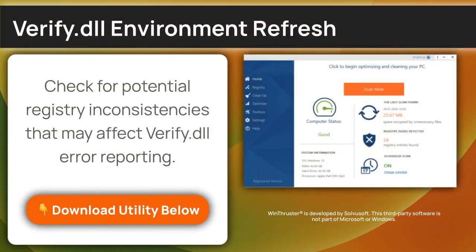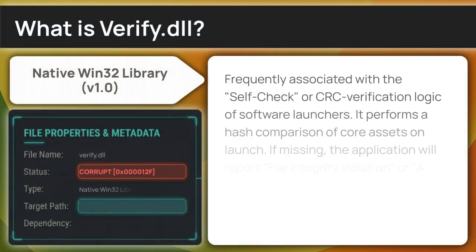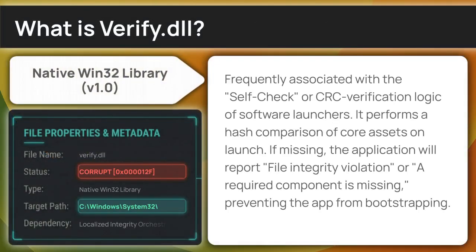This is the Verify Library, frequently associated with the self-check or CRC verification logic of software launches. It performs a hash comparison of core assets on launch. If missing, the application will report a file integrity violation or a required component is missing, preventing the app from bootstrapping.